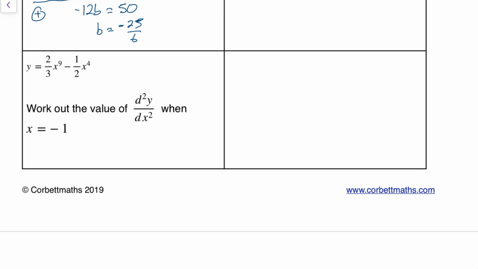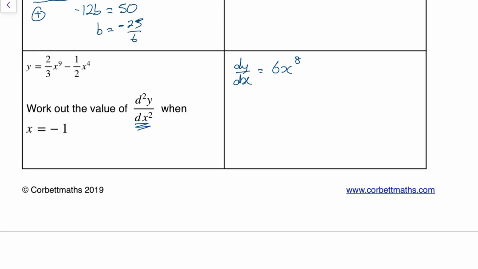Right, what do we have? So y equals, given an equation, work out the value of d2y dx squared. In other words, can you differentiate twice and put the value of minus 1 in? So let's do that. So if I differentiate once, so dy dx, I'm going to bring down the 9. 9 divided by 3 is 3, and 3 times 2 is 6. So that's going to be 6x to the 8.